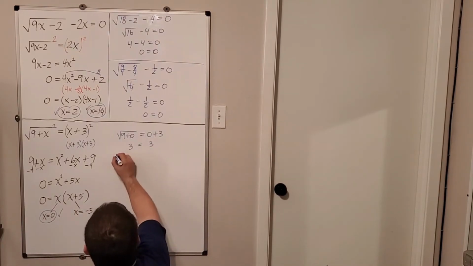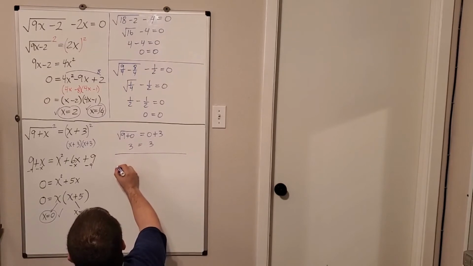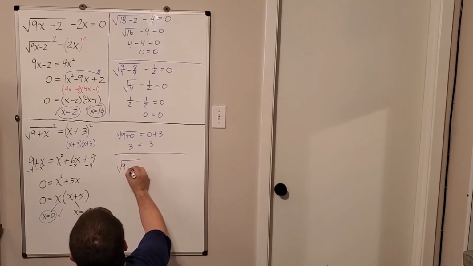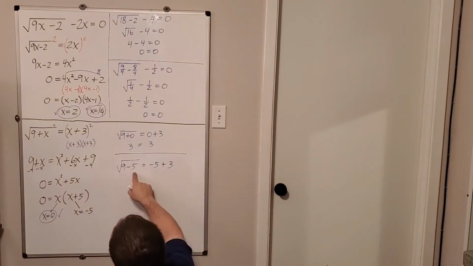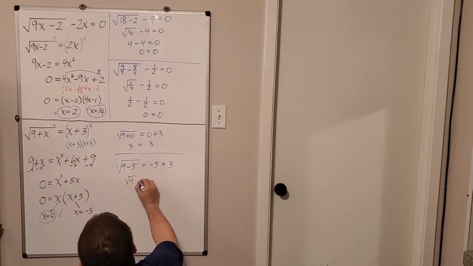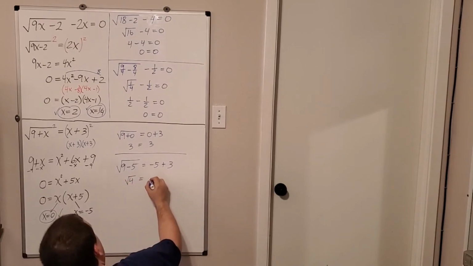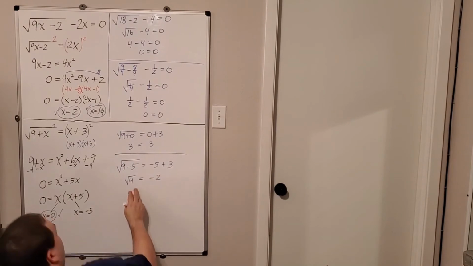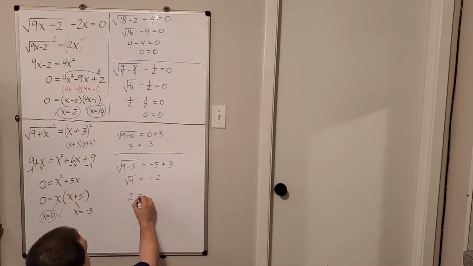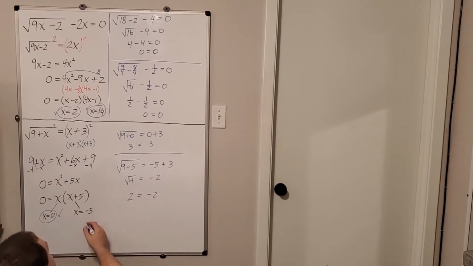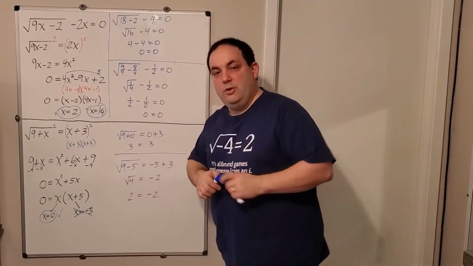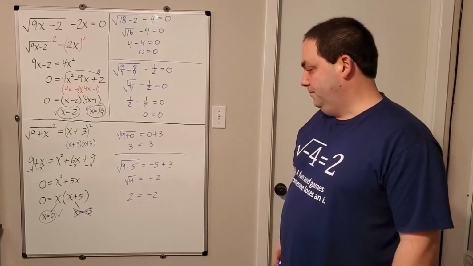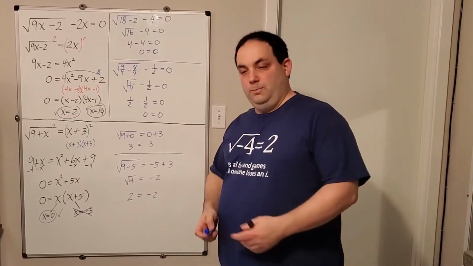All right. Next, let's check negative 5. So square root of 9 minus 5 is square root of 4. And negative 5 plus 3 is negative 2. Okay, so then what I've got is 2 equals negative 2. Uh-oh, those aren't equal anymore, right? So this is a bad answer. Negative 5 cannot be used as a solution to this equation. So in that case, only one of them worked out.